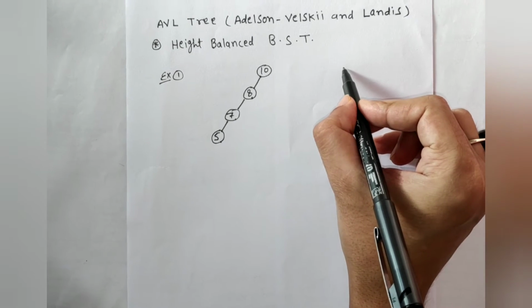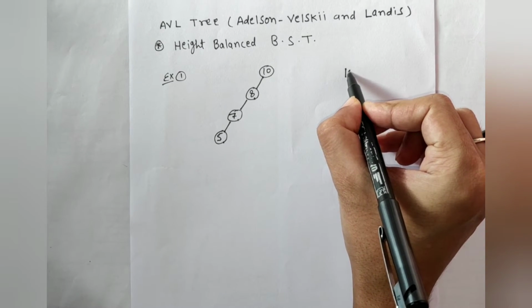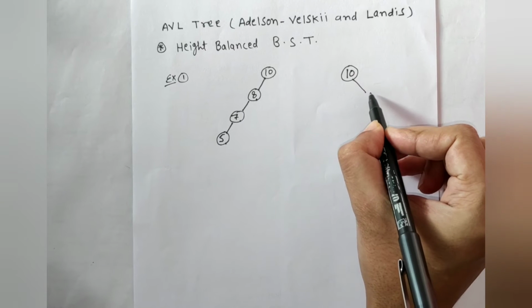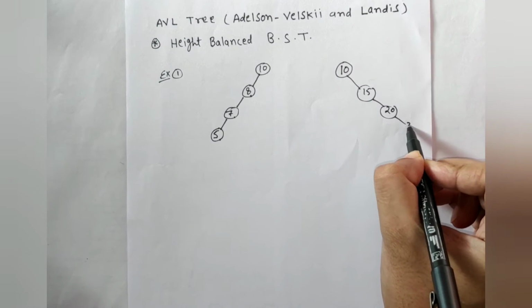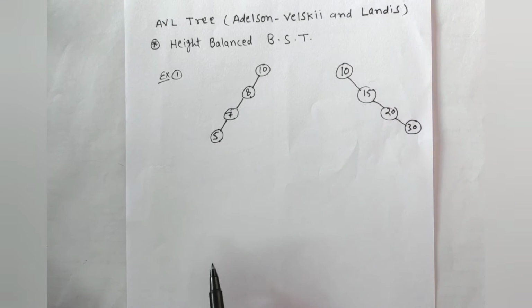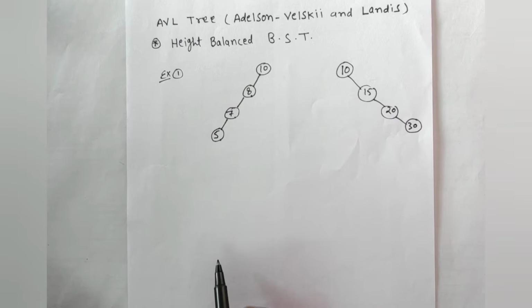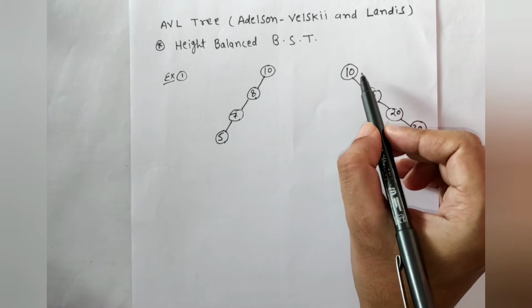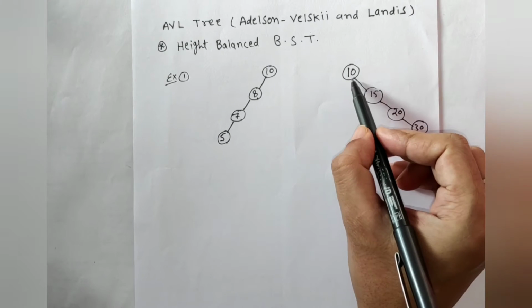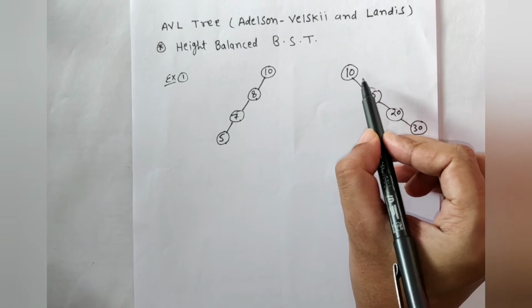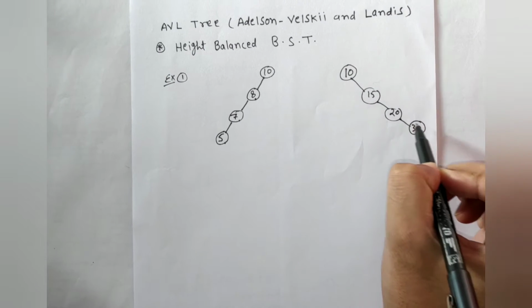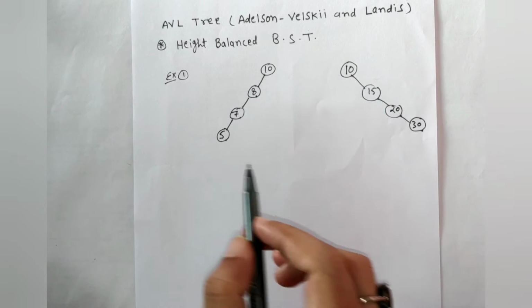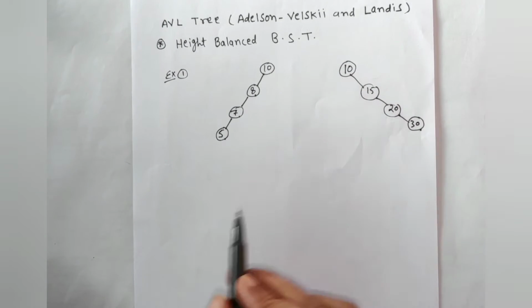Similarly, suppose we have tree like 10, 15, 20 and 30. Now I want to find 30, whether 30 is present in this or not. So I need to traverse whole tree again. First I will check 10, then I will compare the elements. So I need to go on the right hand side, again right hand side, and again right hand side. In both of the cases I need to traverse whole tree.